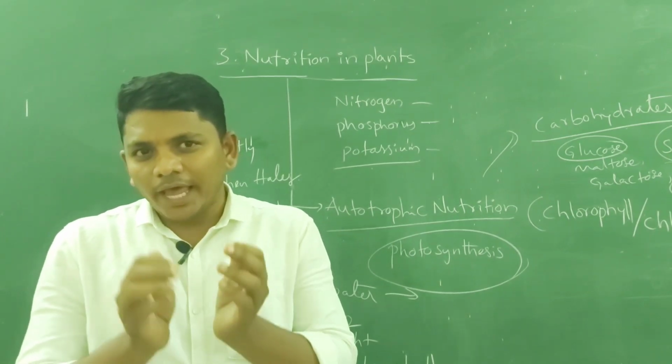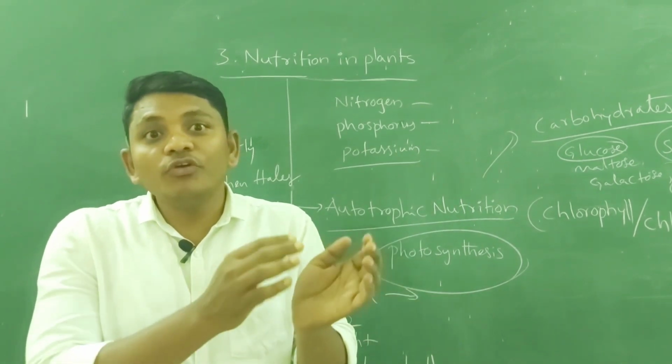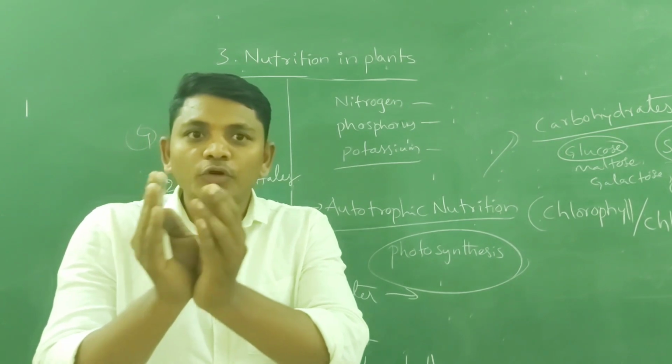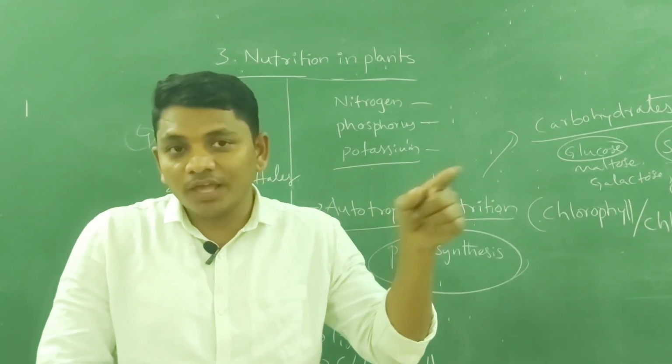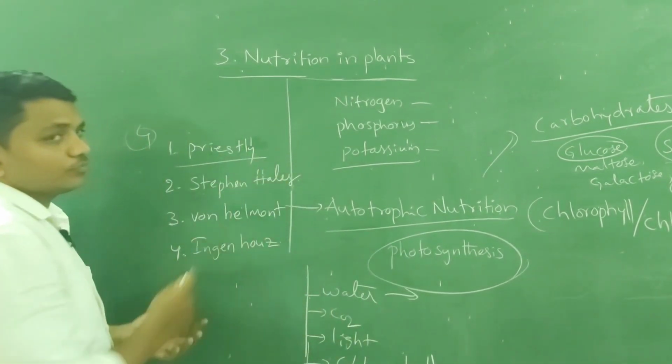So, animals are polluting the air, whereas plants are purifying the air. Which means animals are giving pollutants into the air, whereas plants are removing the pollutants from the air. This is the statement given by Priestley.